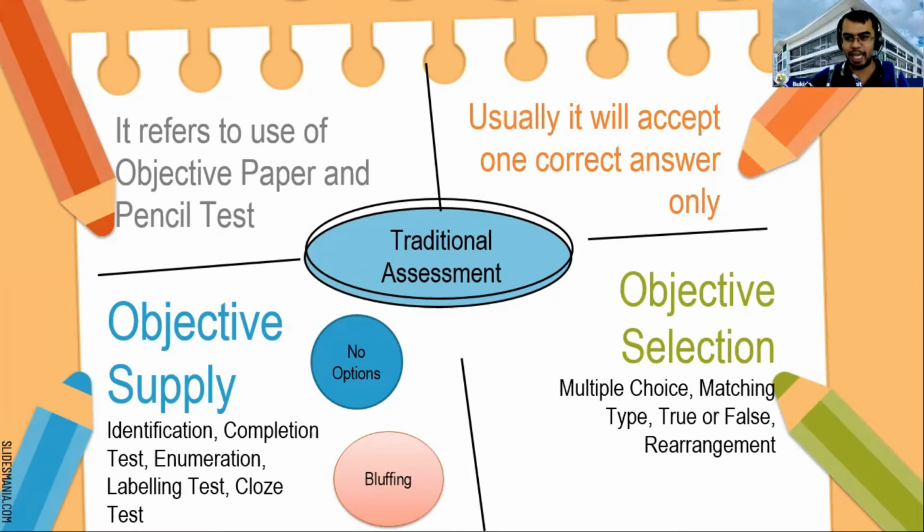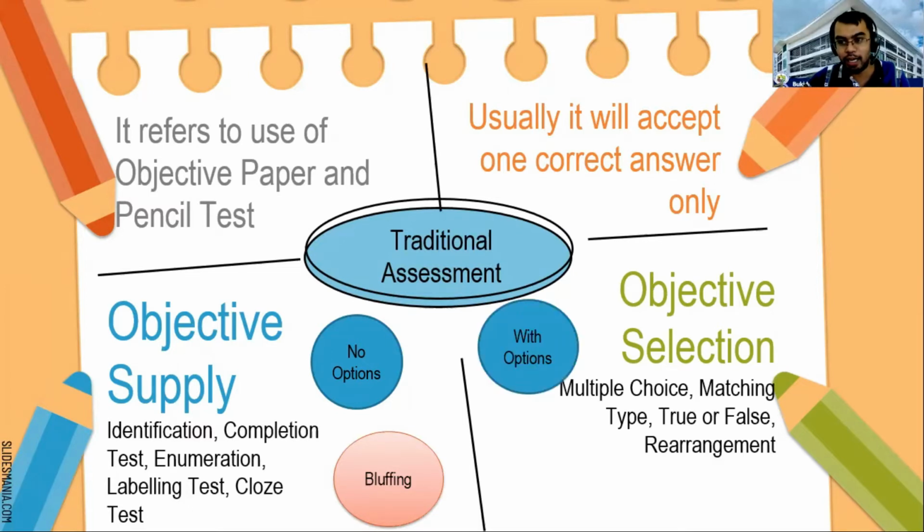Another classification is objective selection. So from the word select, there are options. Examples for this may include multiple choice, matching type, true or false, which is also known as alternate exam or binary test, and even teachers would consider this as dichotomous test. These are exams that have two options like right or wrong, legal or illegal, yes or no. And another example is rearrangement, which refers to the sequencing of events.